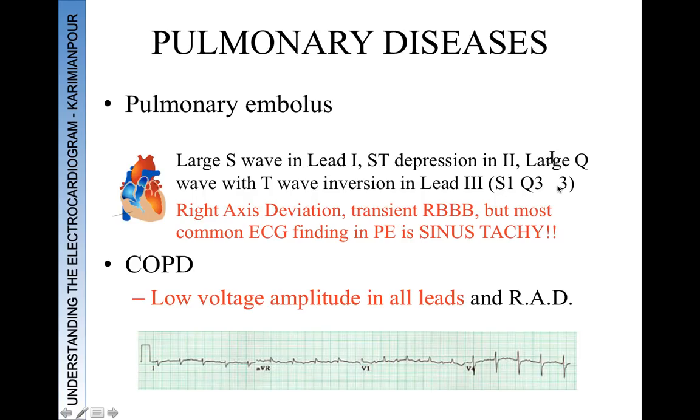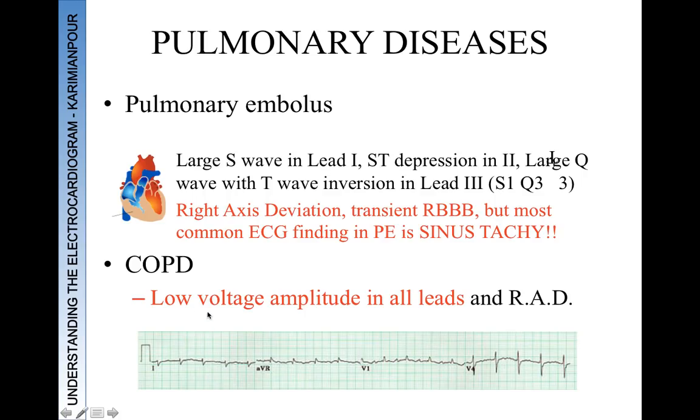So S1Q3T3, if you have that finding, an S wave in 1, Q wave in 3, and inverted T wave in 3, it's specific for PE in the right clinical situation or setting with hypoxemia and tachycardia and hemodynamic compromise potentially and pleuritic chest pain. And it should make you think pulmonary embolism, but it's just not very frequently seen.